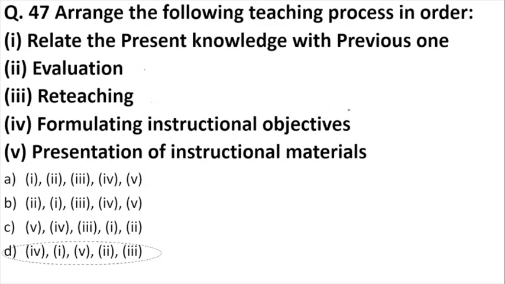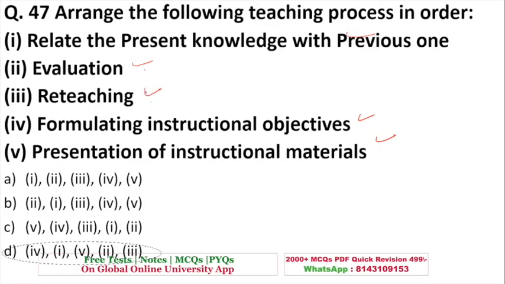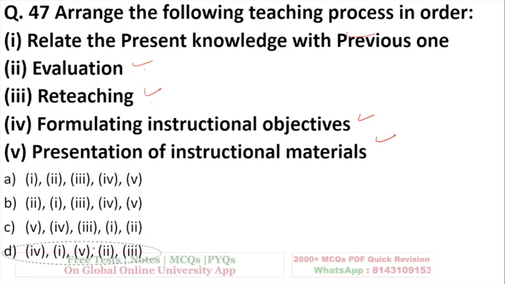First comes formulation of what the objectives are, then relate the present knowledge with previous ones, presentation of instructional material, what is being taught. Then evaluation will take place: the teacher will take a test and see if the students are doing well. If the students are getting low scores, that means they have not understood, and she or he will reteach. So it is 4, 1, 5, 2 and 3.